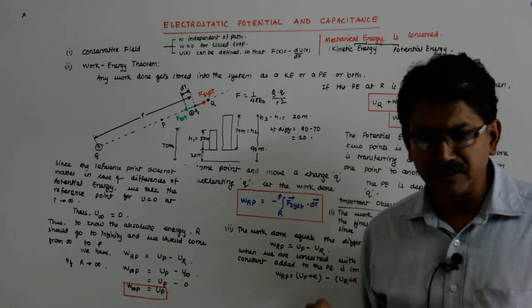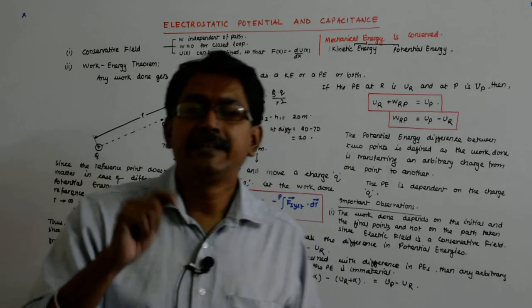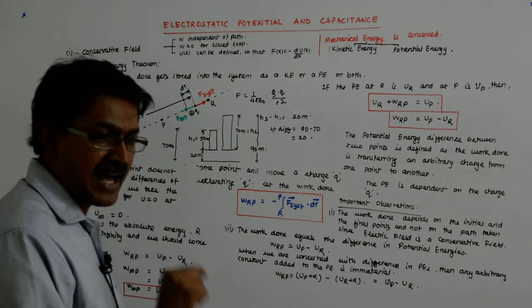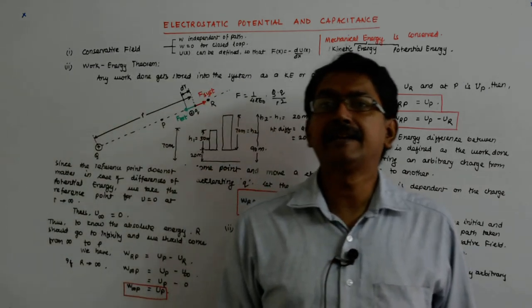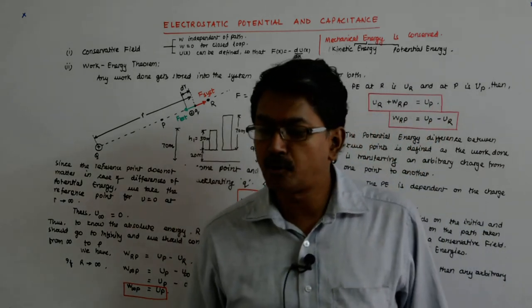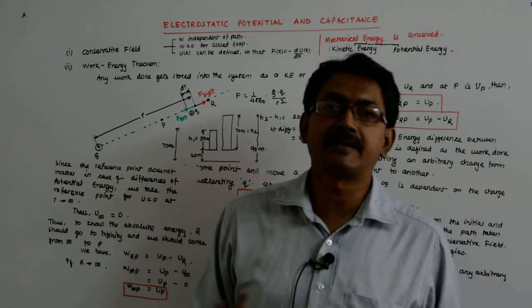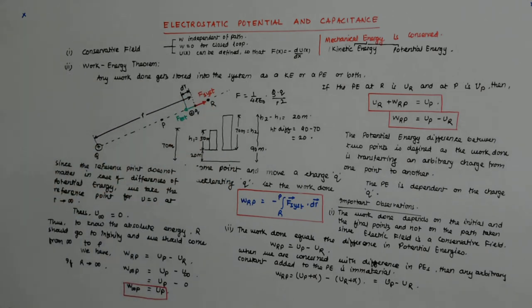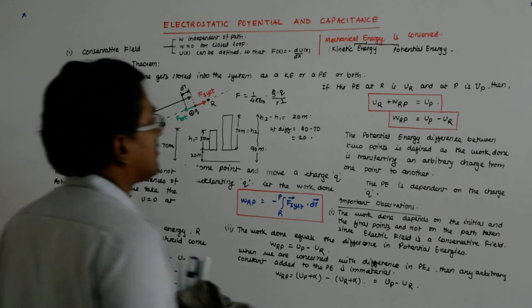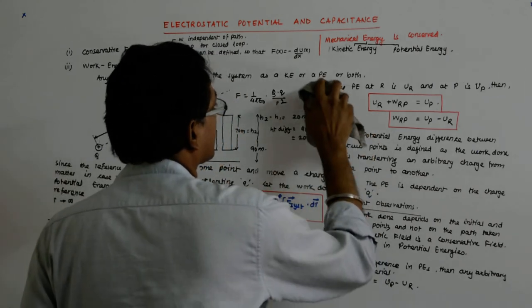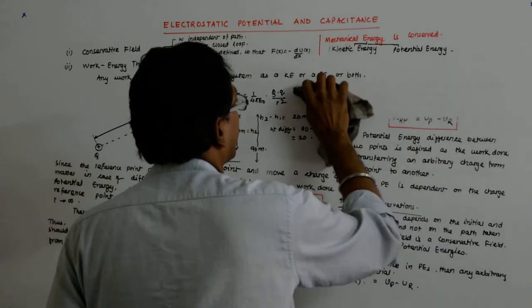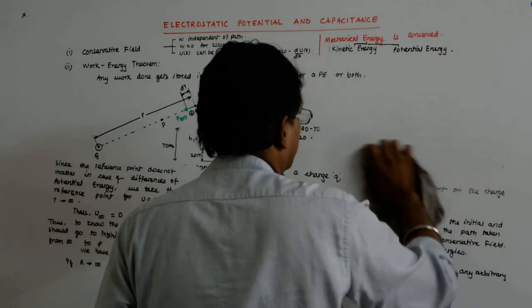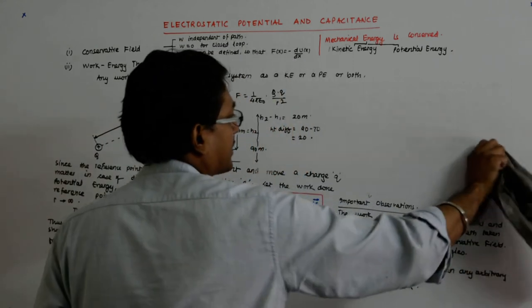The absolute potential energy. Now till now we were defining the difference in potential energy. Now we say that the potential energy at a point P is defined as the work done in getting a charge from infinity to that point, through whatever arbitrary path you desire. Okay? So we define it here. So based on this, I define my potential energy at a point.